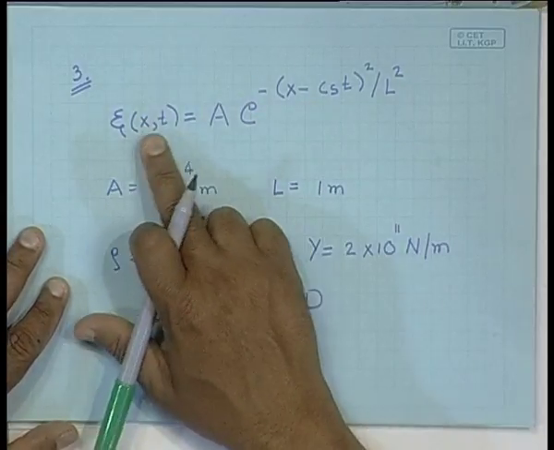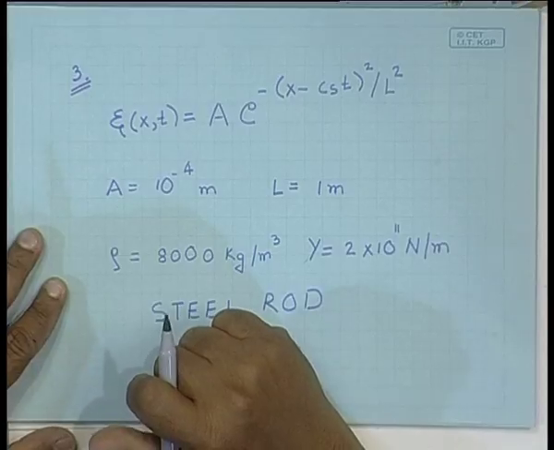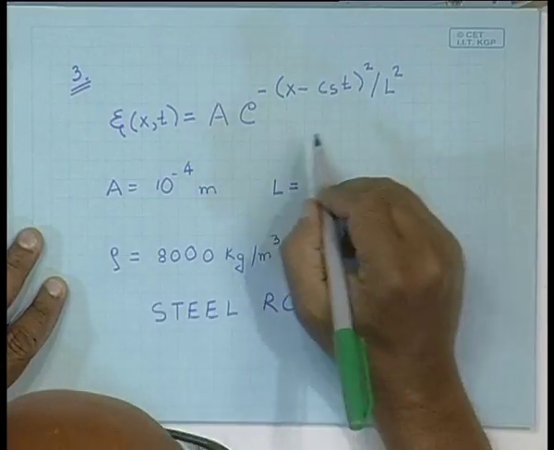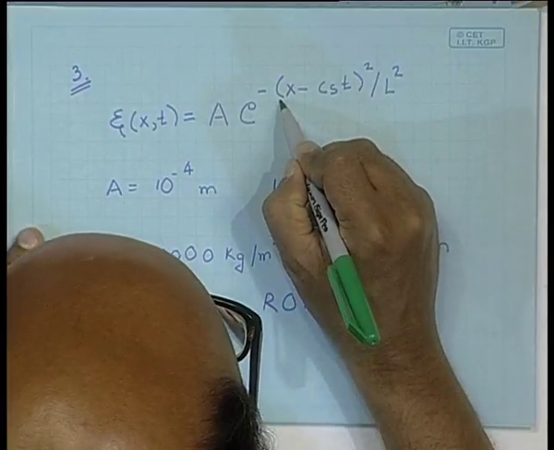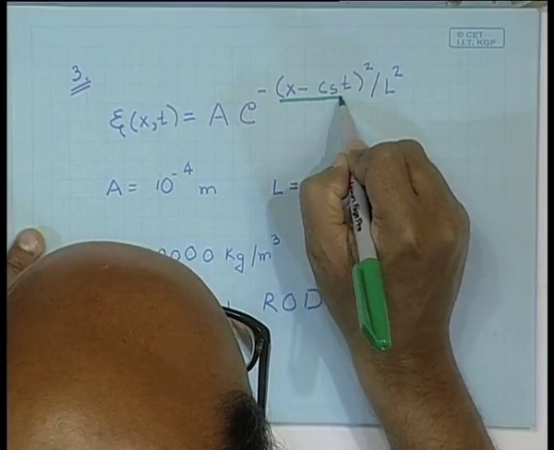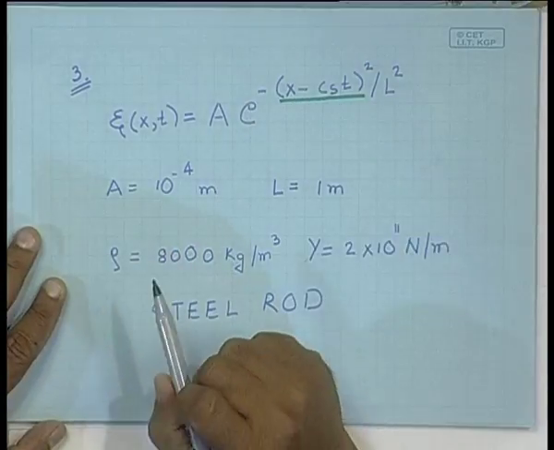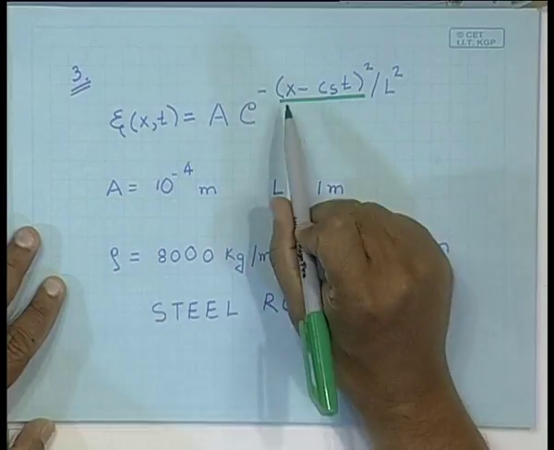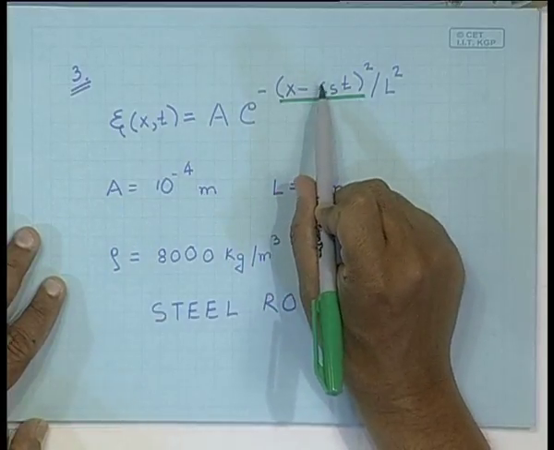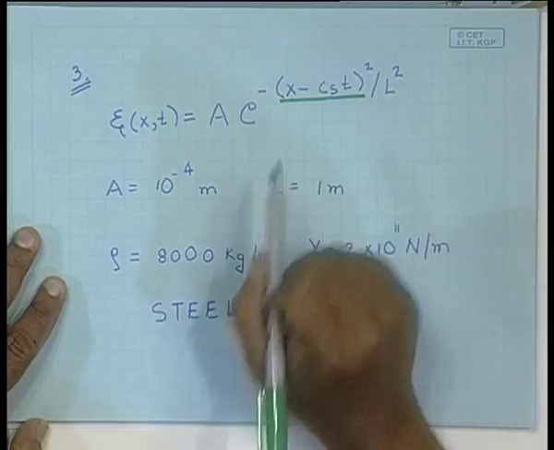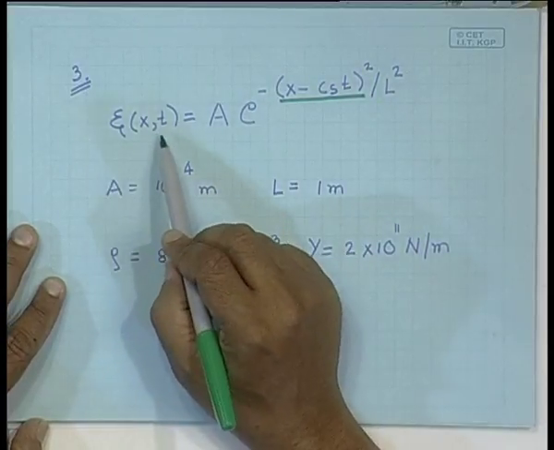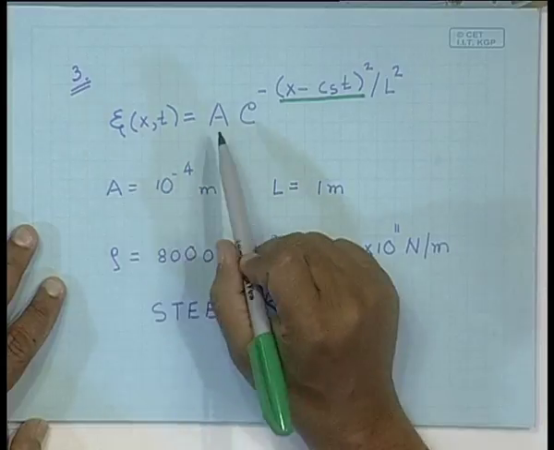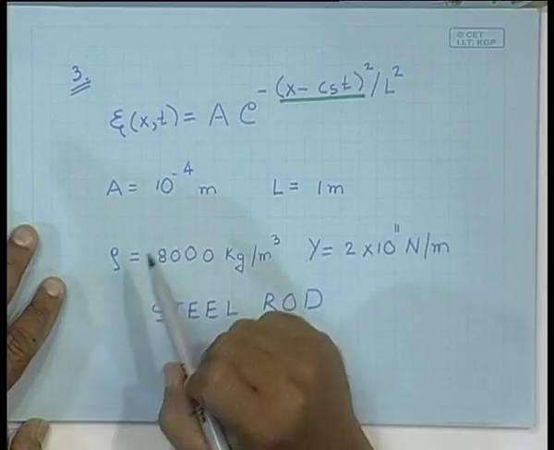When does this function have the maximum value? It should be quite clear that this function has the maximum value when this argument, x minus c_s t, becomes 0. When this argument becomes 0, this xi has the largest value. The largest value is a.